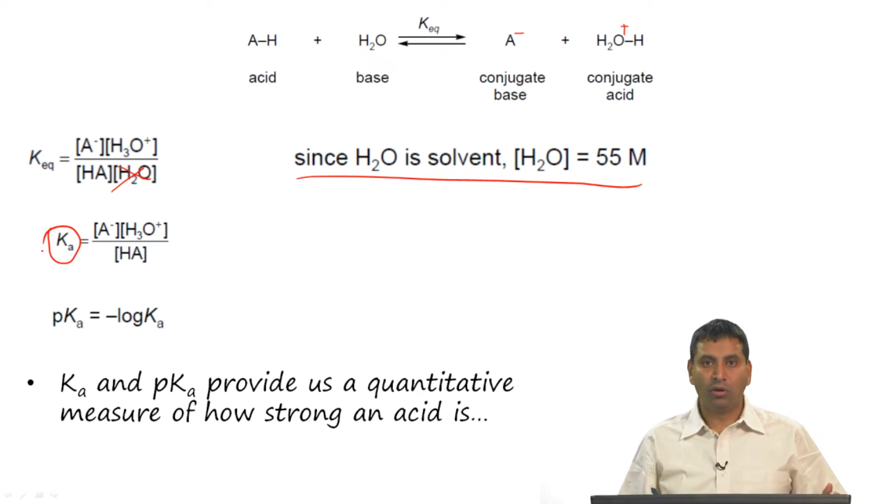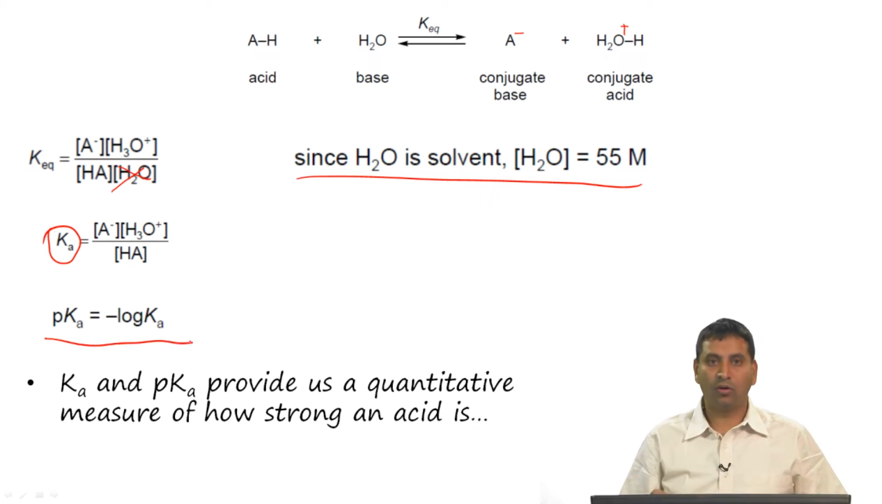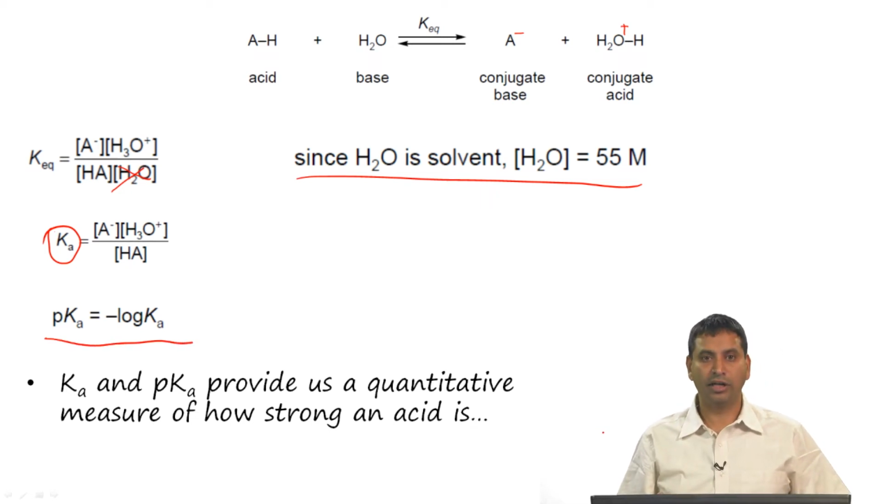What we deal with here is typically very dilute solutions of acid. If we take a very dilute solution of acid, then one can measure what is known as the equilibrium constant and define it as Ka. pKa is defined as the negative log of the equilibrium constant Ka. Both these numbers, Ka and pKa, provide us a quantitative measure of how strong an acid is.